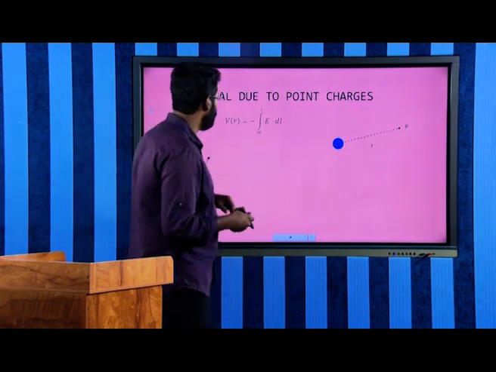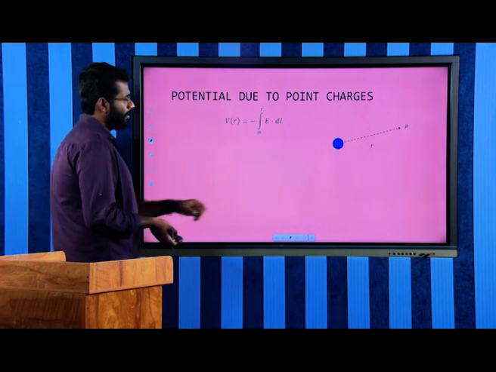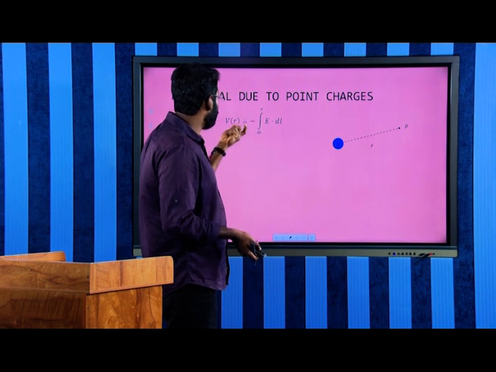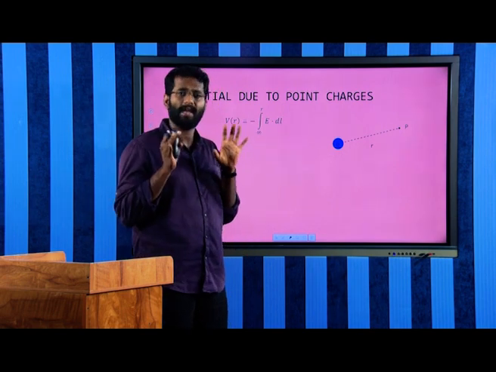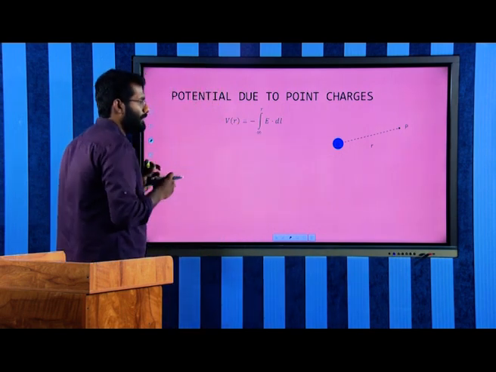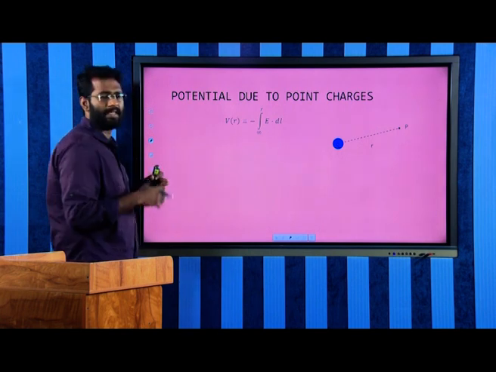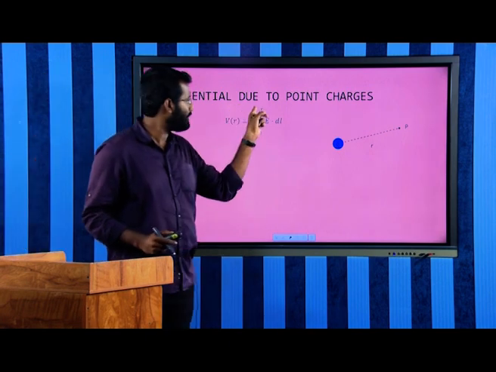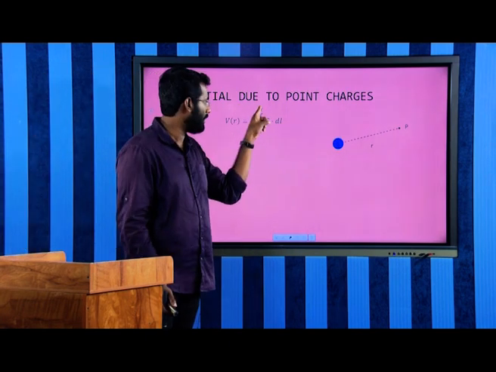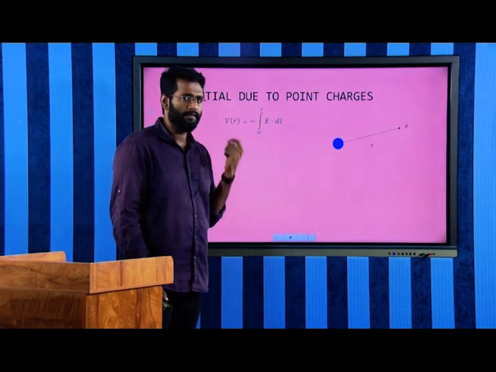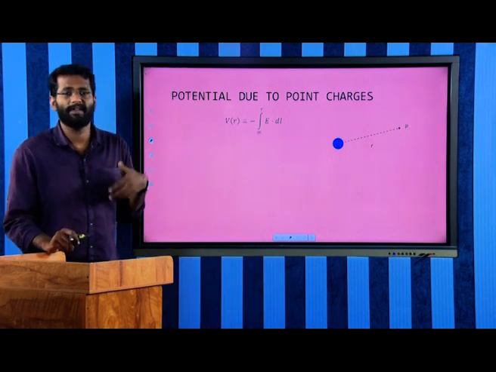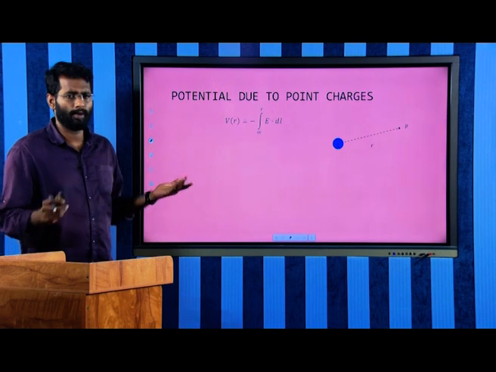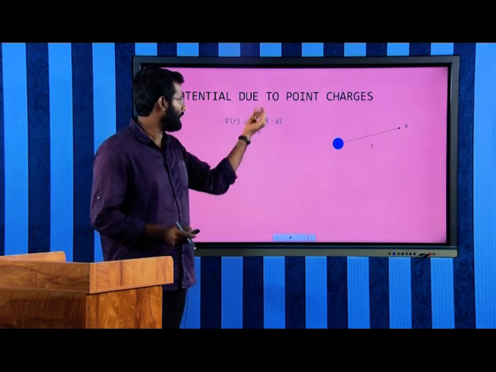Now let's imagine q itself be at the origin. What we have to calculate is V of r, that is the potential. The equation for the potential is simply minus integral E dot dl from the reference point to the point at which we want to calculate. Now we want to calculate at the point r. So we conveniently choose infinity as the reference. We can choose any reference point, no problem, but infinity is conveniently chosen.